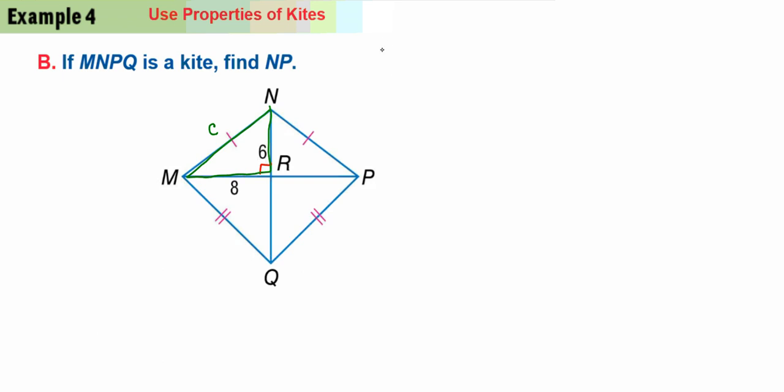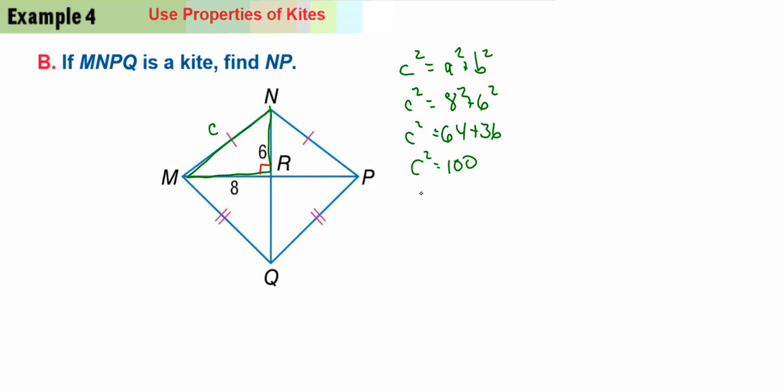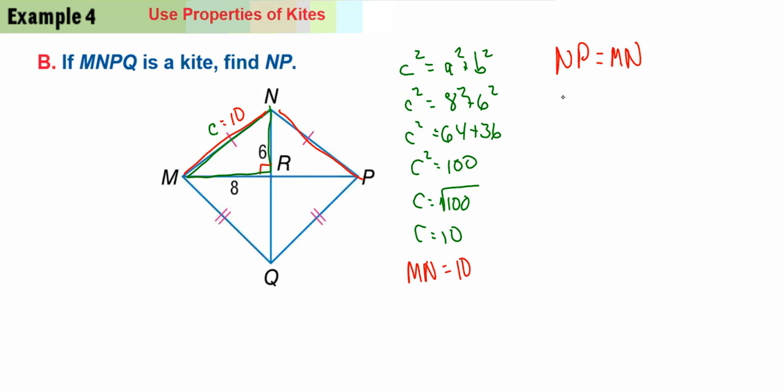So we know that C squared equals A squared plus B squared. So C squared equals 8 squared plus 6 squared, and that is 64 plus 36. So C squared is 100, and then C is the square root of 100, positive, so C is 10 for this one. And then in our problem, we're actually asked for NP, but we know that MN and NP are equal. So NP is equal to MN, and we just figured out MN was 10, and so NP is also 10. So make sure that you write good notes about that as you go.